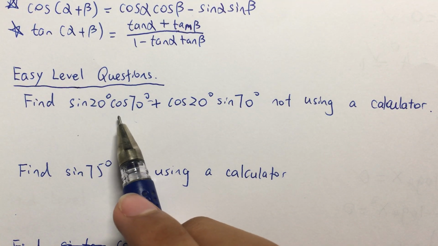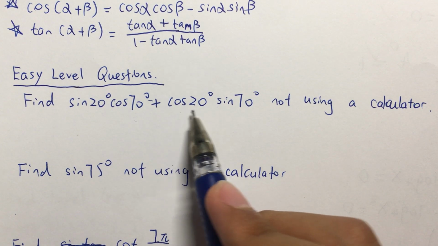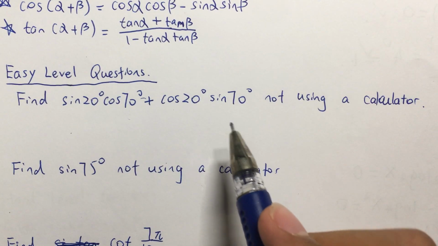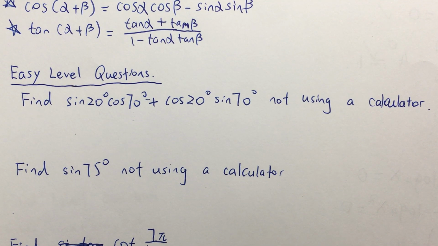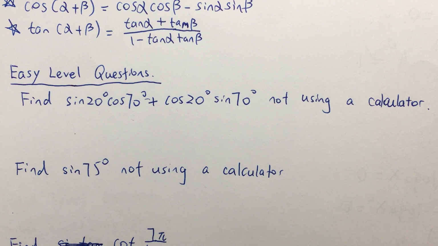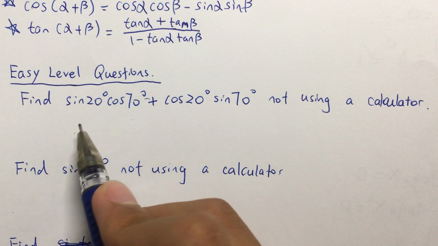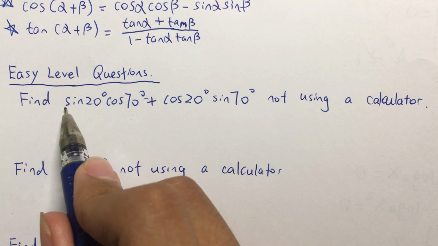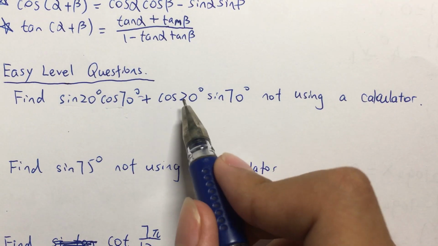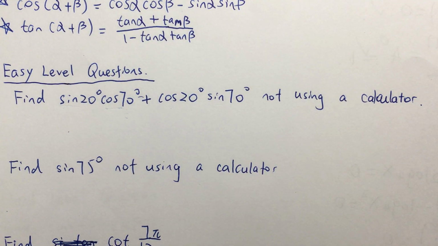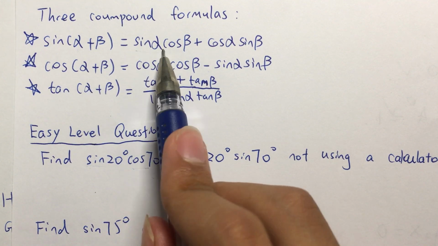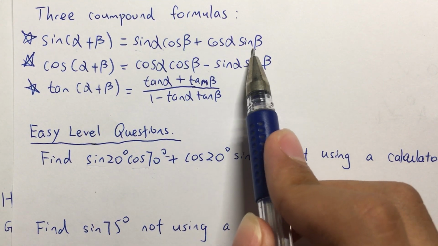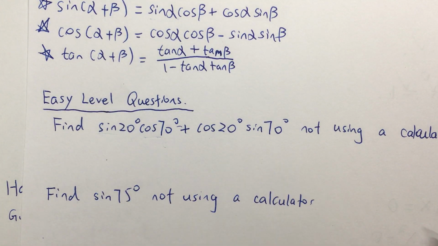Find sine 20 degrees cosine 70 degrees plus cosine 20 degrees sine 70 degrees without using a calculator. Well, if you use a calculator to solve this, I'm sure you can do it, right? So now let's try without using a calculator. See this pattern. It's starting from sine, cosine, then it's cosine, sine. This is the same format as here, sine alpha cosine beta plus cosine alpha sine beta. So what can we do here?